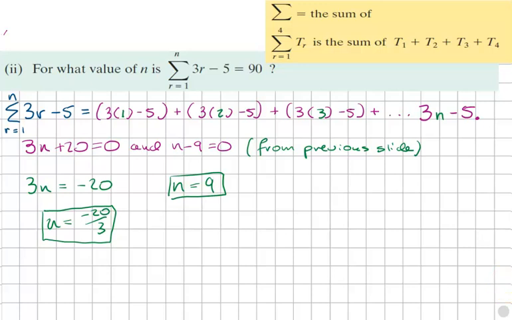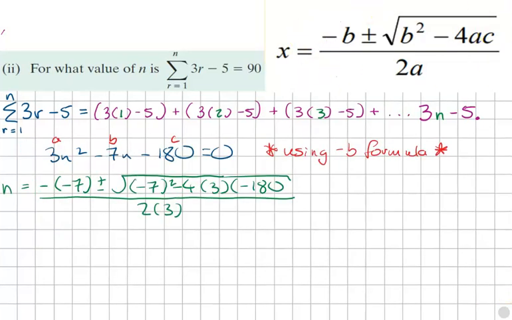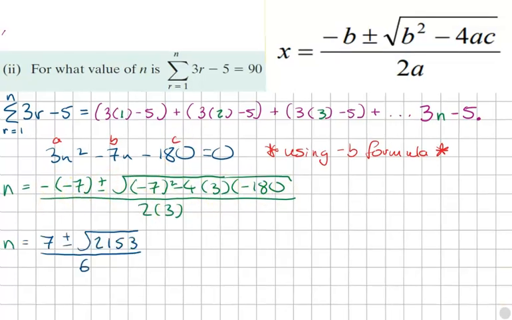Now if you wanted to use minus b, this is your minus b formula given to you in the formula book. No need to learn it off. We label a, b, c. We sub into the formula. We simplify. And we're left with 7 plus or minus root 2153 over 6.